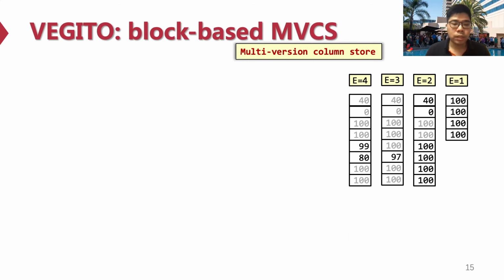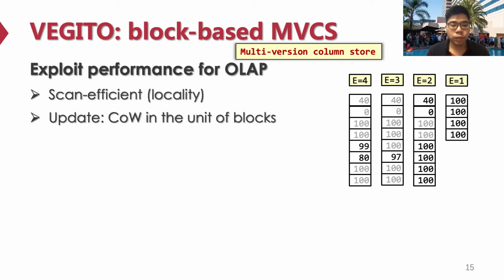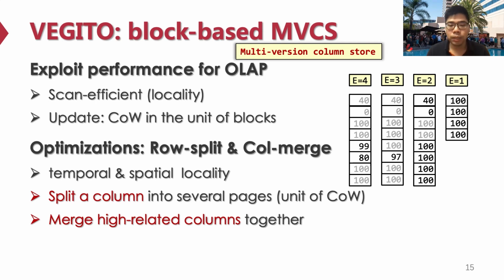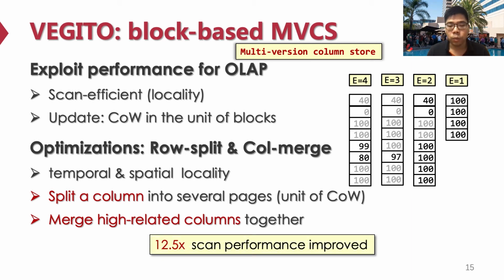To improve the performance for OLAP, Vegito uses a block-based MVCS. It is efficient for scan operations, and updates by copy on write in the unit of blocks. To avoid too large a block size, we introduce two kinds of optimizations, row split and column merge. They split a column into several pages and merge highly related columns together. The block-based design with optimizations can improve scan performance compared with chain-based MVCS.